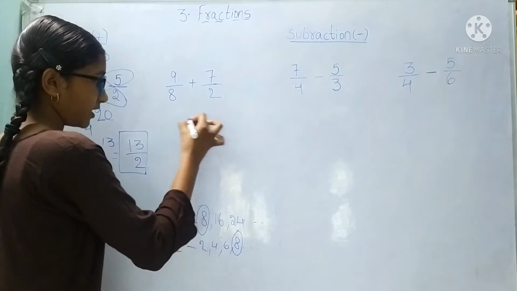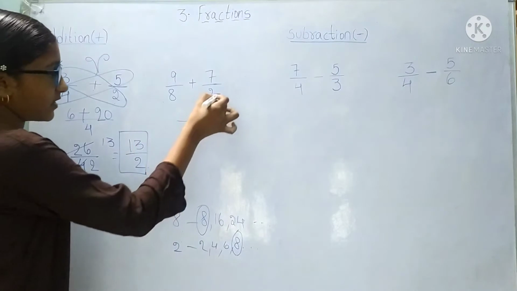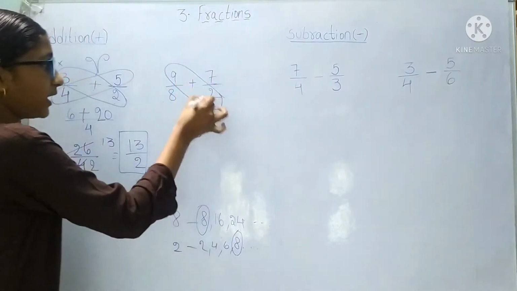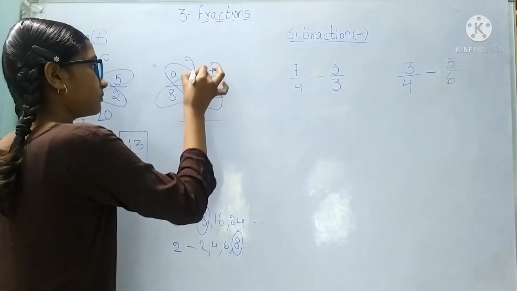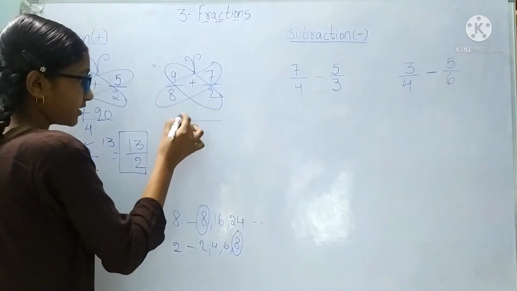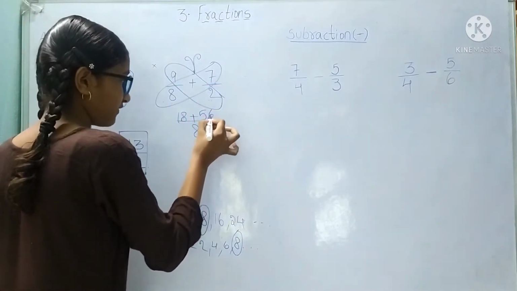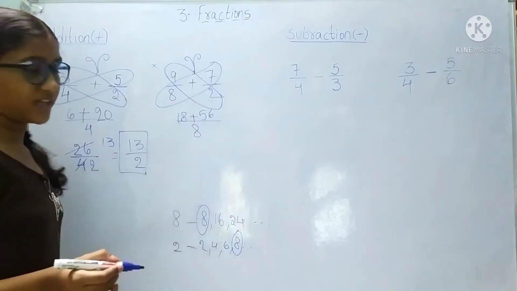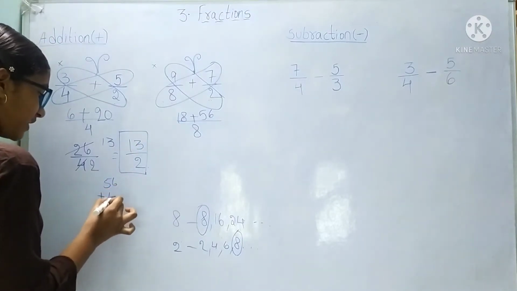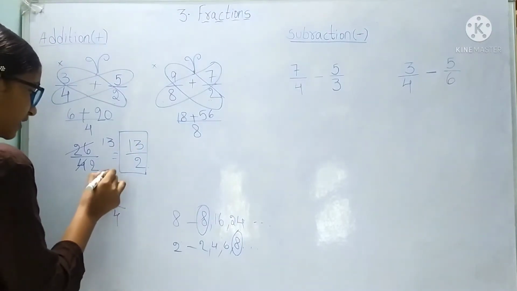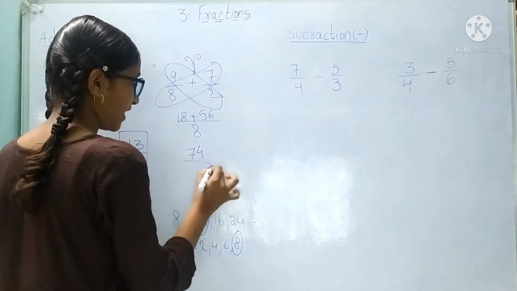Here 8 is the denominator. In the butterfly method, you can also do 9 into 2 multiplication and 8 into 7. So 9 into 2 is 18 plus 8 into 7 is 56. So 18 plus 56, let's add it: 56 plus 18 is 74. So 74 by 8.